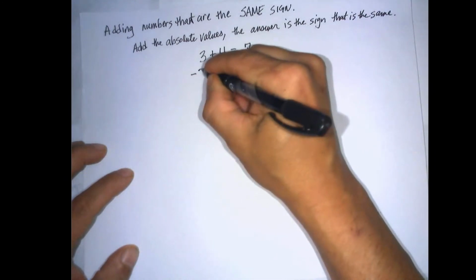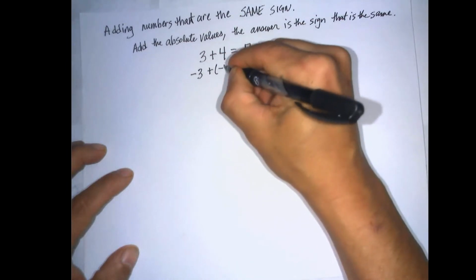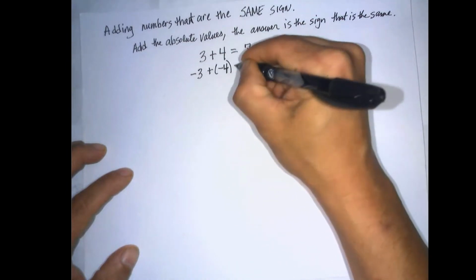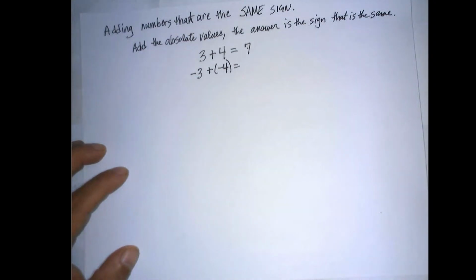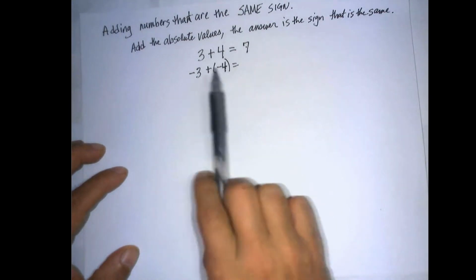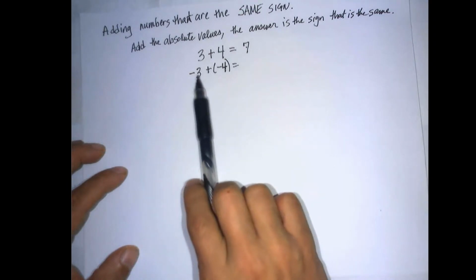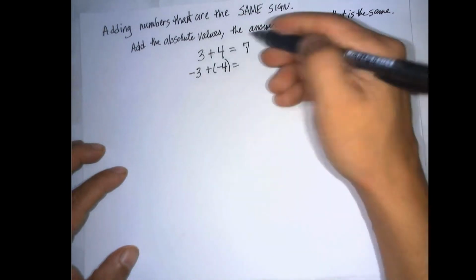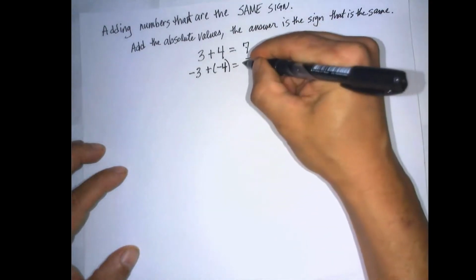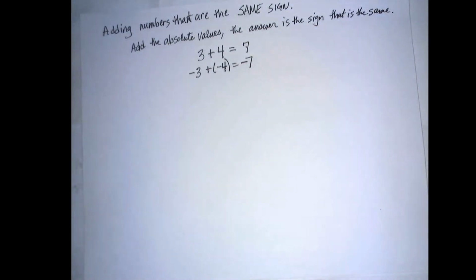So what about negative 3 plus negative 4? Well, we're going to do the same thing. Both of these signs are the same, and we're adding them. So we're going to add their absolute values. 3 plus 4 is 7. But since both of these signs are negative, the result is negative. So when we add numbers that are the same sign, we add the absolute values, and the answer is the same sign.